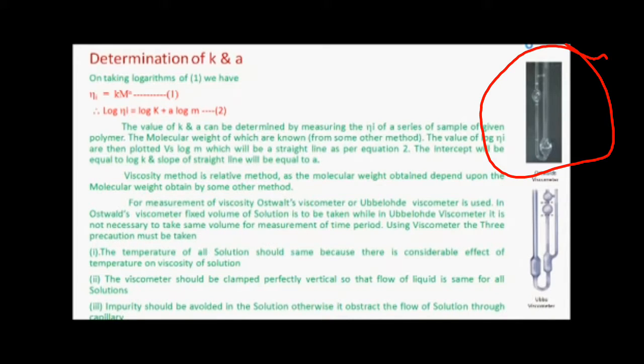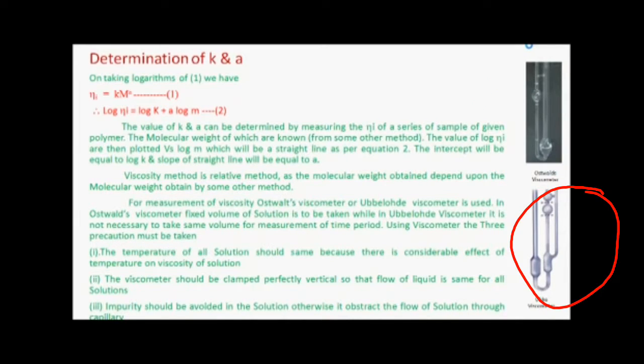Now, how to measure viscosity? For measurement of viscosity, Ostwald viscometer or Ubbelohde viscometer is used. In Ostwald viscometer, a fixed volume of solution is to be taken, while in Ubbelohde viscometer, it is not necessary to take the same volume for measurement of time period.